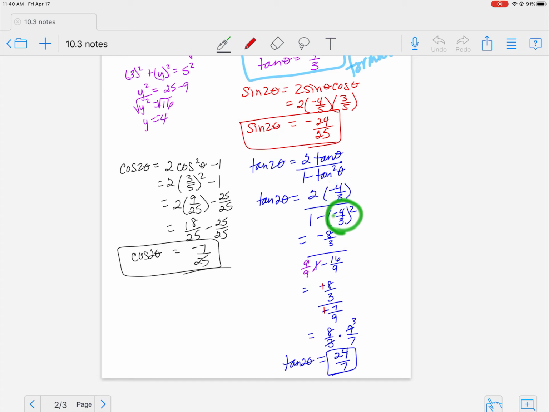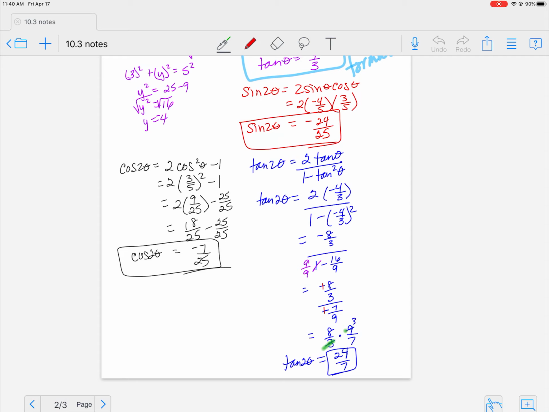Here I get a square of this. Even though it's negative, when you square it, it becomes positive. So my minus sign stays there as my minus sign. And then for a common denominator here, because it's 16/9, 1 is 9/9. So 9 minus 16 is a -7. A negative divided by a negative is a positive.